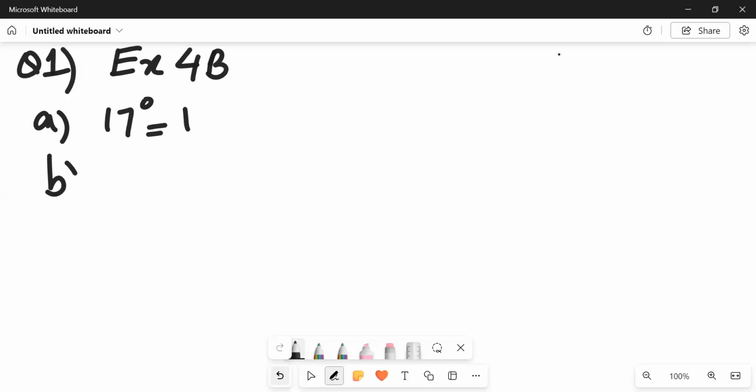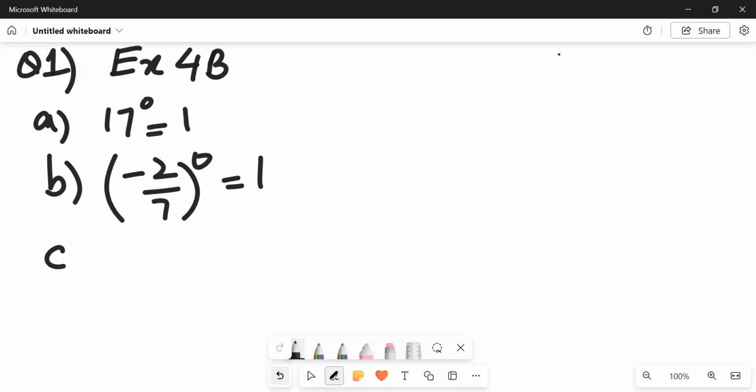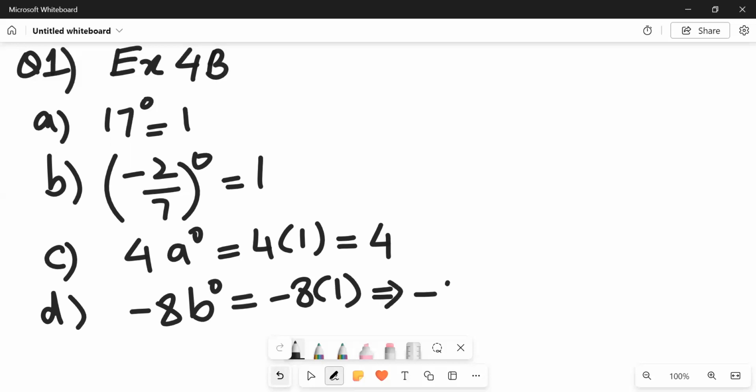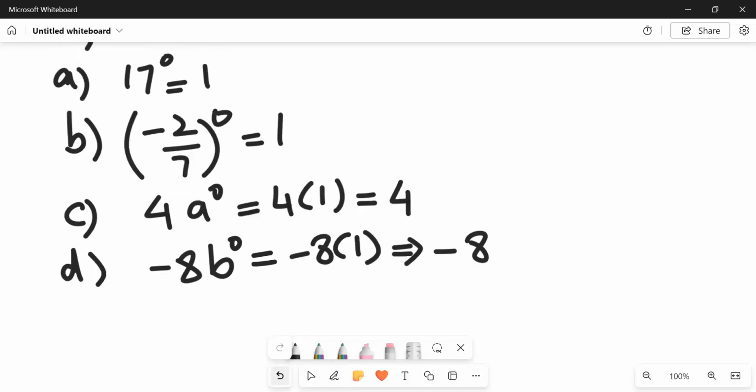And now its B part is (-2/7) whole power 0, which is equal to 1. C is equal to 4 power 0, that will be 1, so 4. Now its D part is -8 power 0, which will be -8 times 1, equal to -8.